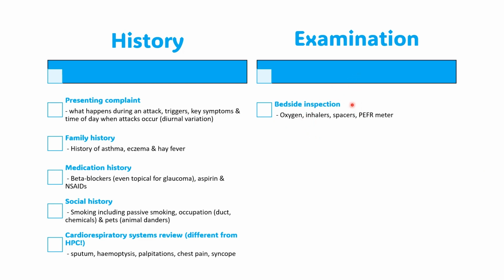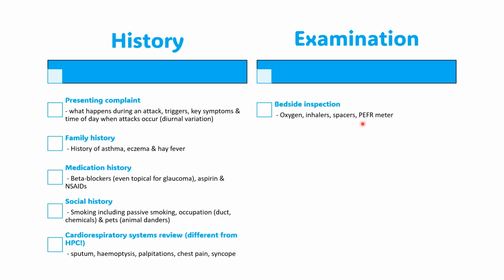So let's talk about the respiratory examination related to asthma. Again, asthma episodes are paroxysmal, so the examination may be normal between exacerbations. I want to mention at this point that I'm going to talk more about acute asthma, in terms of the severity and what features present in terms of how severe the acute asthma is, in another video. In terms of our bedside inspection, we're looking for oxygen, inhalers, spacers, and peak expiratory flow devices.